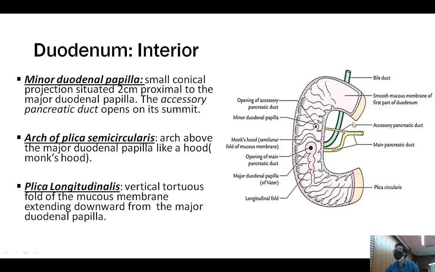And then again, you have to know that there are folds. There are many folds, which are known as the valves of Kerckring. In the first part of the duodenum, the folds are not there. So it's a smooth mucous membrane in the first part of the duodenum. So why is it important to know the location of the pancreatic duct opening?